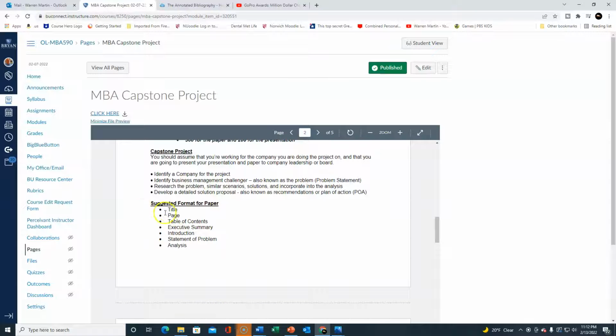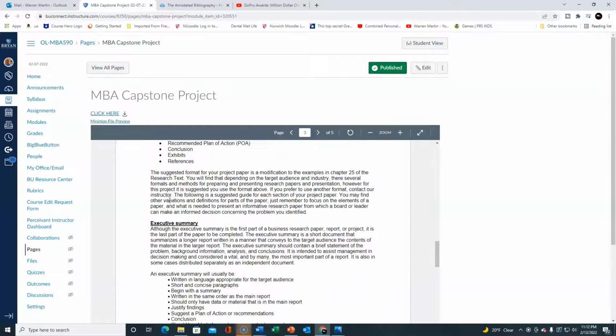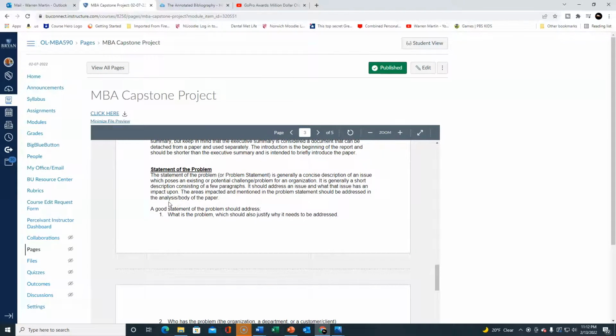So here's the breakdown. This is a typo right here. It says title page, but that should be together with the title page. So you have the table of contents. I already told you don't worry about the executive summary. Just go into the introduction, and then the statement of the problem. So week one, statement of the problem, and week two, we're going to do the analysis.